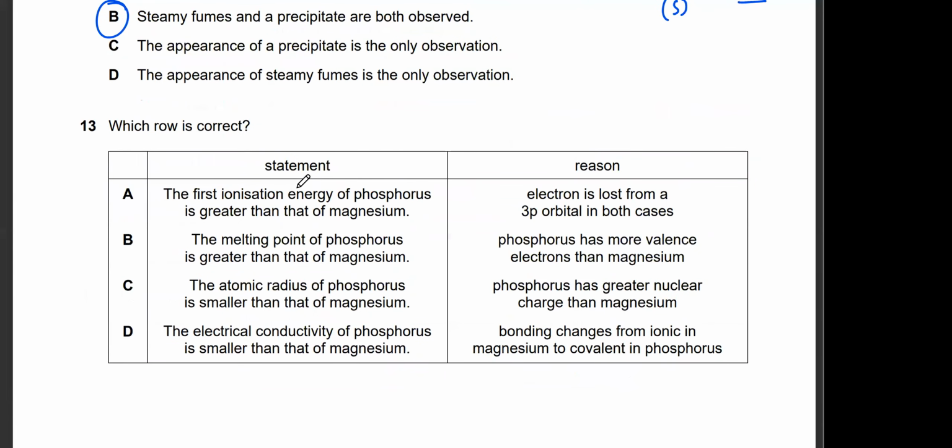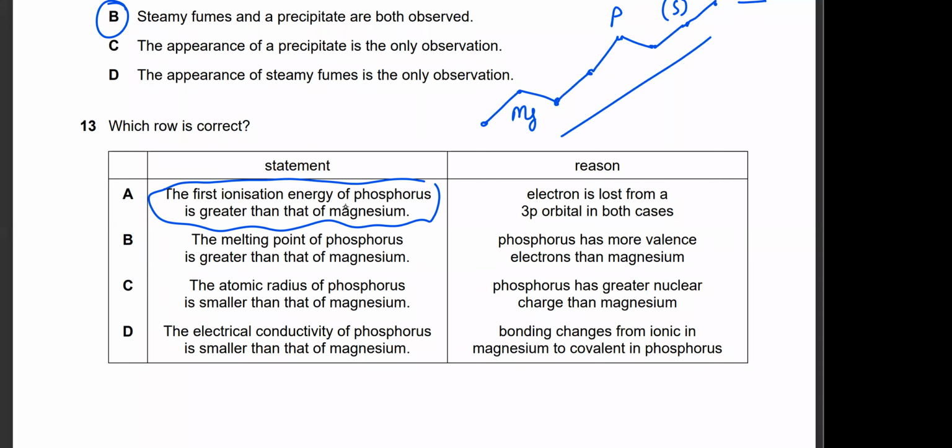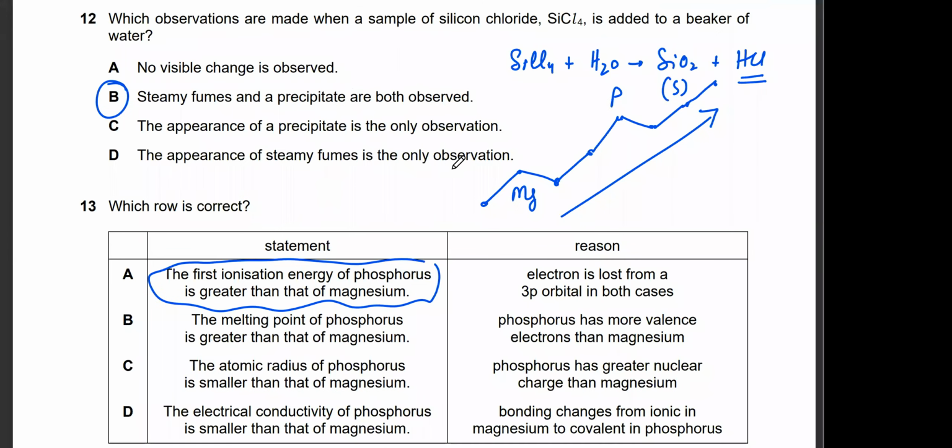Which row is correct? Statement: the first ionization energy of phosphorus is greater than that of magnesium. So the first one is, you're moving across the period. What happens across the period? Ionization energy increases, dips, starts increasing again, dips, starts increasing again. You have dips at group 6. So he's talking about magnesium and phosphorus. Why do ionization energies increase across the period? The nuclear charge increases and the shielding effect remains constant. And the distance slightly decreases. Because more protons, nuclear charge is more, so there's greater attraction for electrons. So when you move across the period, you have more protons, more nuclear charge, shielding is constant, distance gradually decreases. Because of the protons, the electrons are more strongly attracted. So the reason is wrong.